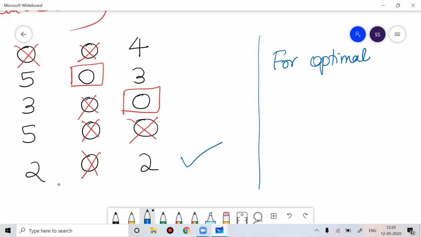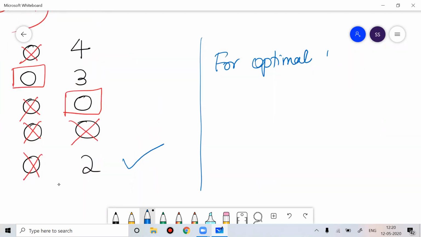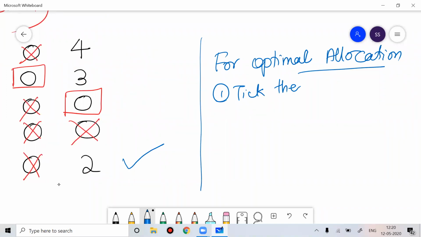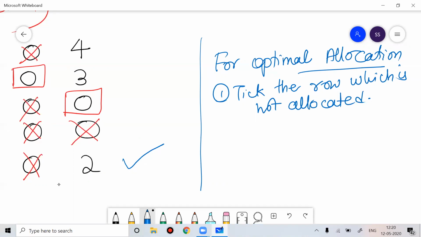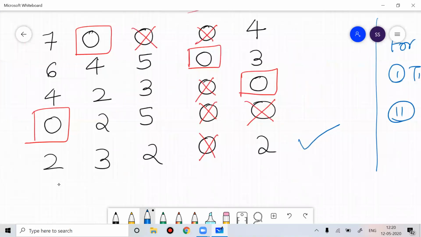For optimal allocation, what you have to do? The first step: tick the row which is not allocated. Then see in that row if there is any zero. Tick the corresponding column for the row where zero is there.